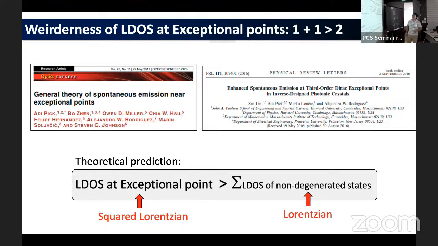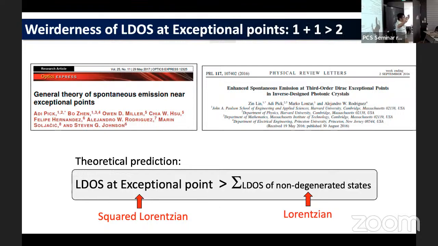But we focus on one of the properties that had not been observed yet in experiment at that time: people want to see what the density of states of light is at the exceptional points, because the density of states dictates how light-matter interaction works through the Fermi golden rule. So if you have more density of states of photons, then light-matter interaction will be stronger, so you can enhance the spontaneous emission.